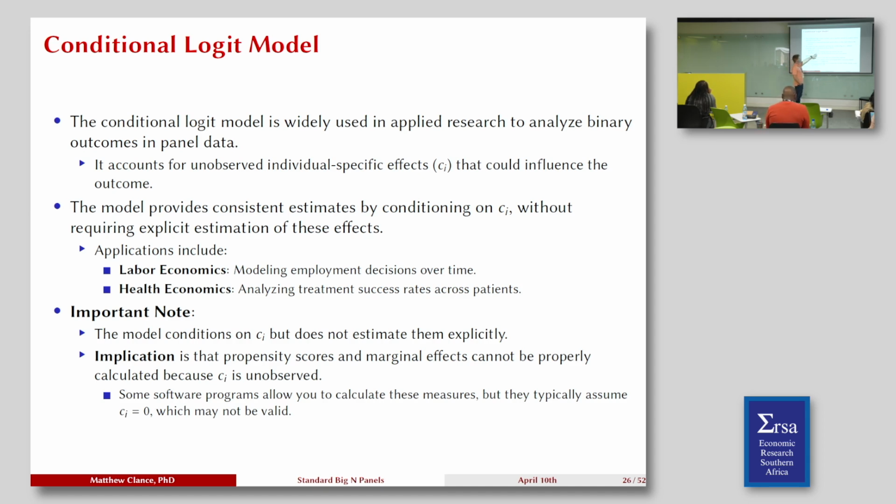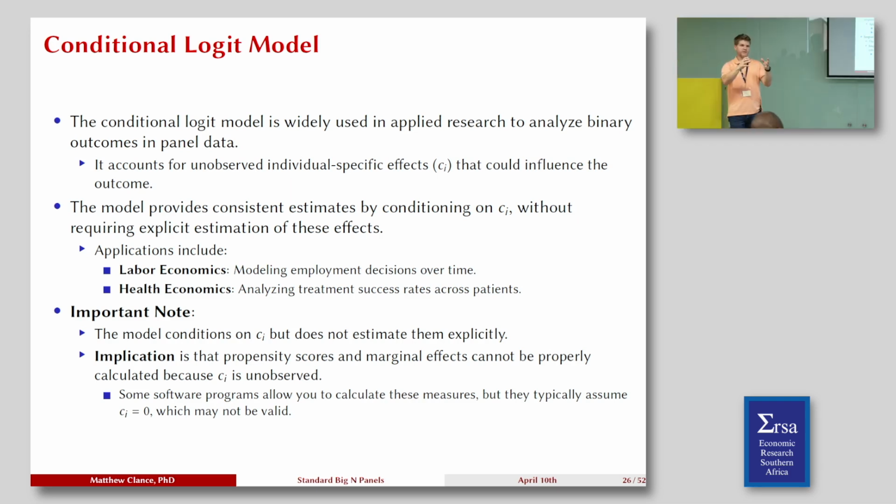So all the applications we usually focus on are basically in labor and health economics. But the important note is that the model conditions on CI but does not estimate it. So remember, we need a prediction to feed into, in our case, the logistic function, and that's the link going back to probabilities. If I have 100 individuals, that means I should have had 99 CIs, if it's dummy variables, in the prediction. Now, they're not estimated. They're just conditioned upon.